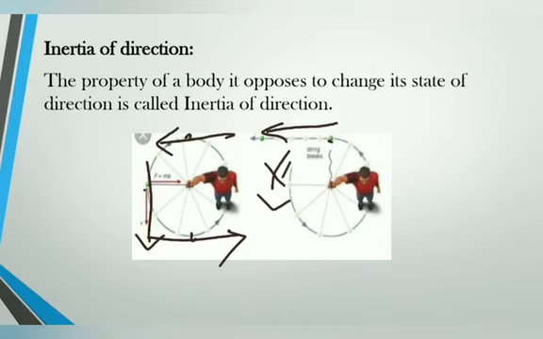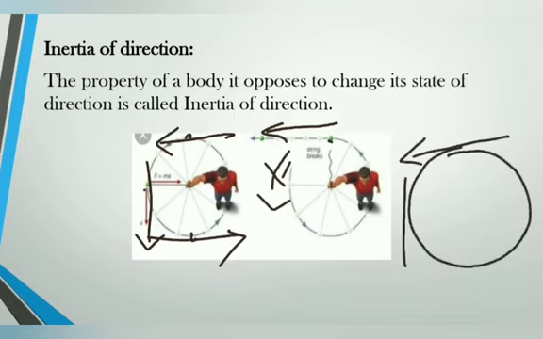So if an object is moving in a circular path, and we want to find out its direction, each and every time the direction is changing. To find the direction of an object in circular motion, we have to draw one tangent at the point where we want to find the direction. If I want to find the direction at this point, I have to draw one tangent, and it will give the direction of that object at that point.